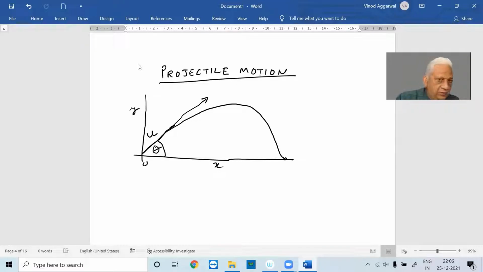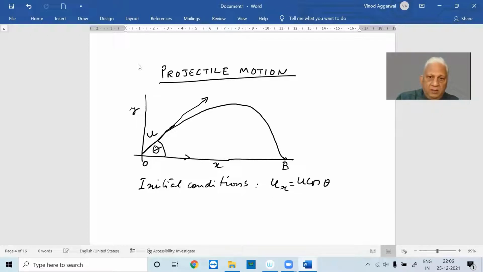If we take the origin O, then what are the initial conditions? If we resolve this u in the x direction, what will it be? ux will be u cos theta and uy will be u sin theta. Okay.